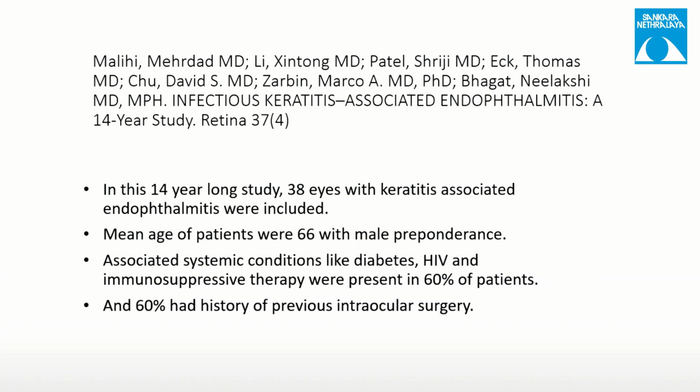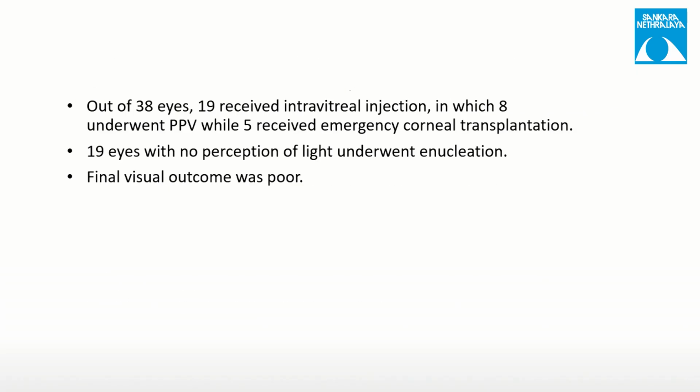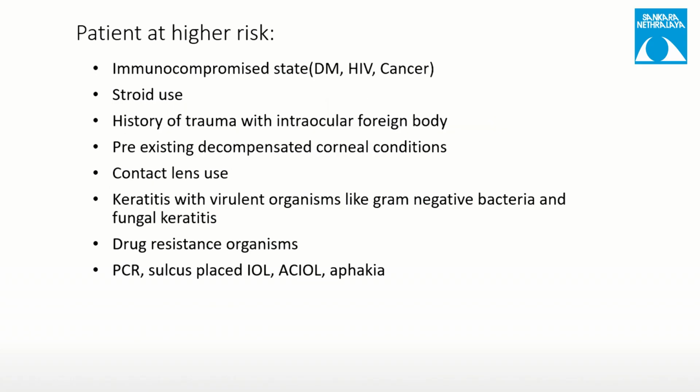The other is a 14-year study, in which they studied 38 eyes. Associated systemic conditions like diabetes, HIV, and immunosuppressive therapy were present in 60% of patients, and 60% had a history of previous intraocular surgery. So these are the risk factors they found in that study. Out of 38 eyes, 90 eyes received intravitreal injection, followed by PPV in 8 cases, and 5 cases underwent corneal transplantation. 19 eyes with no light perception underwent enucleation, and final visual acuity was poor.